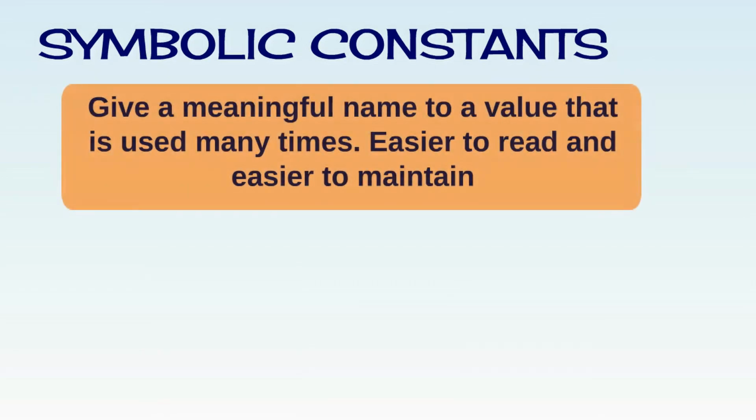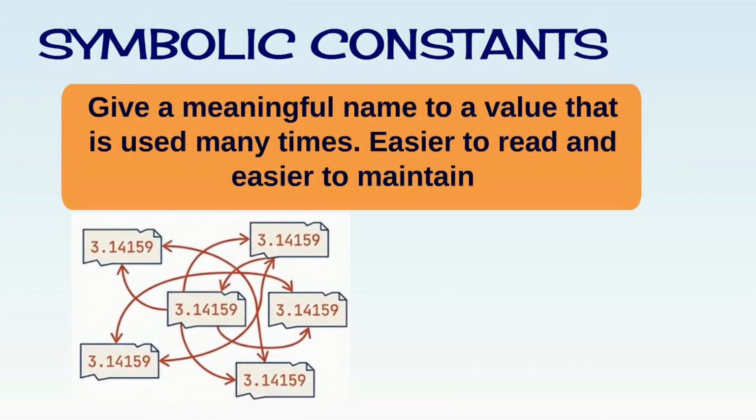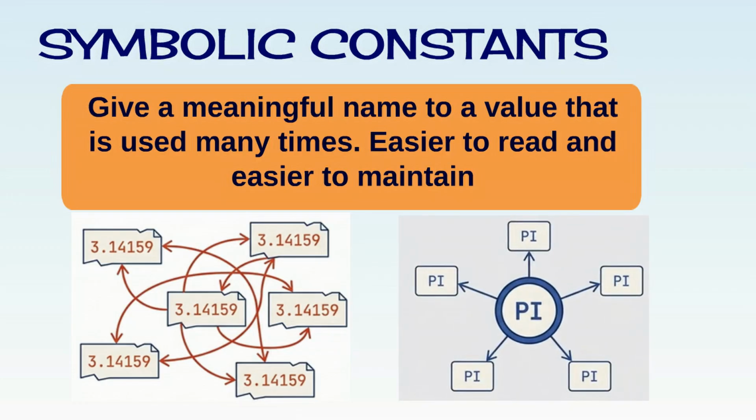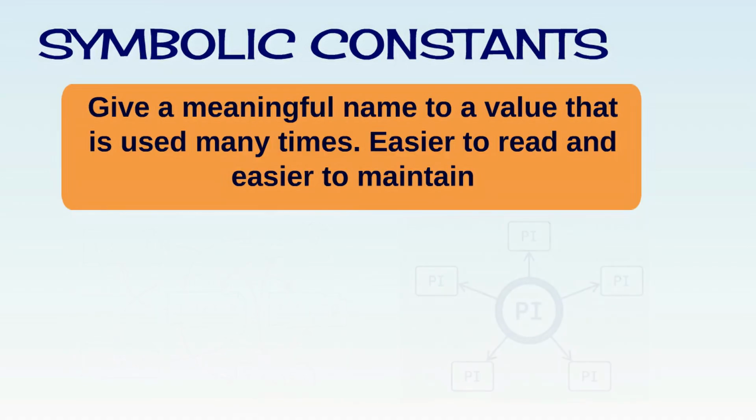Symbolic constants. Sometimes we use the same value many times in a program. Instead of writing the value repeatedly, we can give it a meaningful name. This is called a symbolic constant. Unlike ordinary constants such as 10 or 3.14, symbolic constants have names. This makes programs easier to read and easier to maintain because you can change the value in one place instead of searching through the entire program.